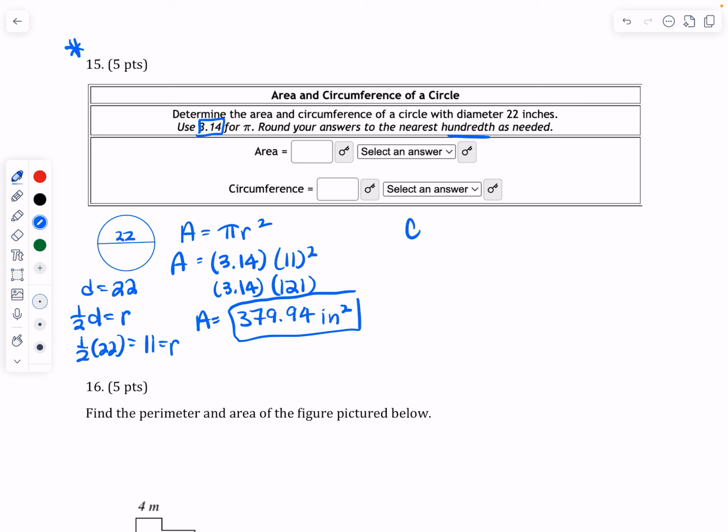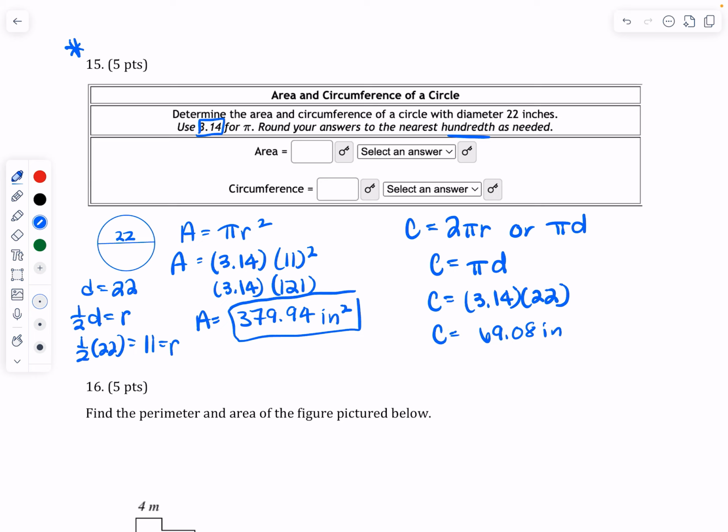Now the circumference, I can use one of two formulas, 2 pi r or pi d. Since we were given the diameter initially, I'm going to use pi d. So pi is 3.14 times that diameter, which is 22, and I'm going to multiply this together. And when I do that, I get 69.08, and this is inches. So the circumference of this circle is 69.08 inches.